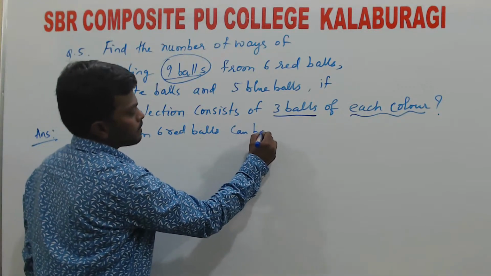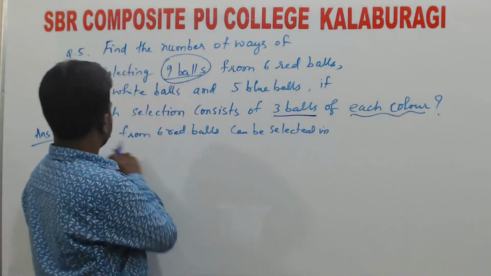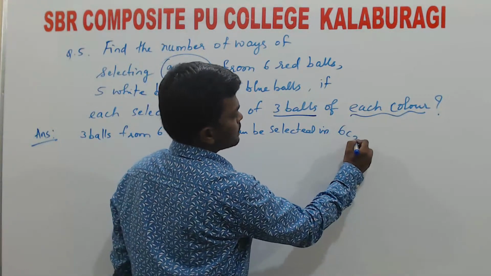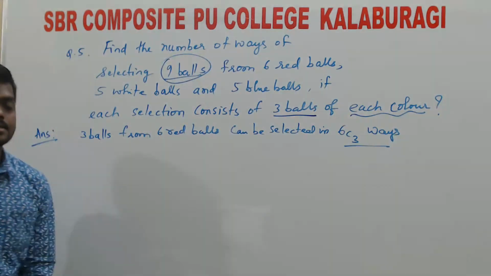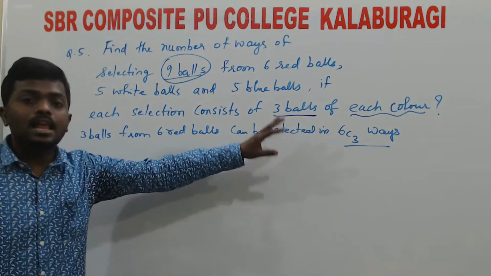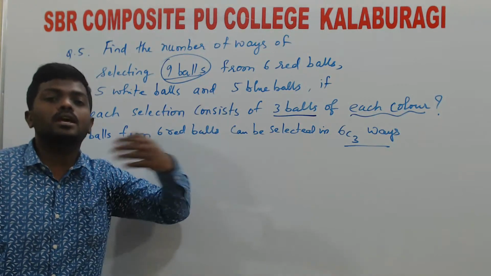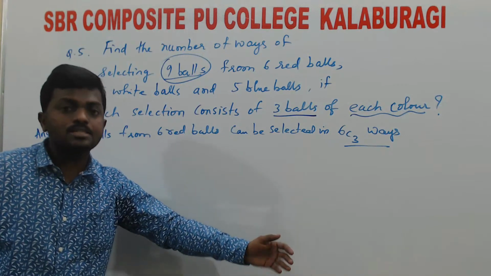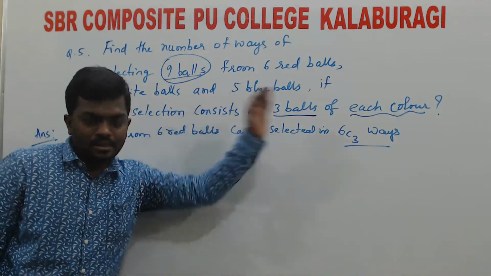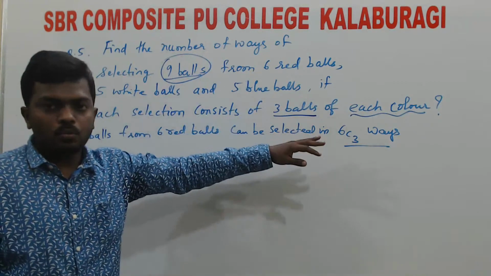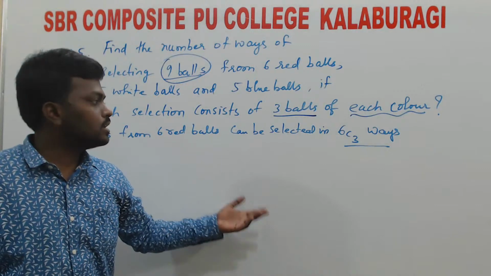So can be selected in how many ways? 6C3 ways. How many ways? 6C3 ways. Okay, and still our work is not completed. The work is still in progress, and if I have to do some other job also to complete the total work, that means it's nothing but a multiplication rule.